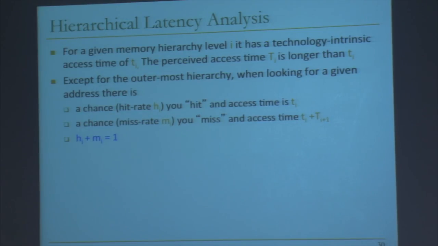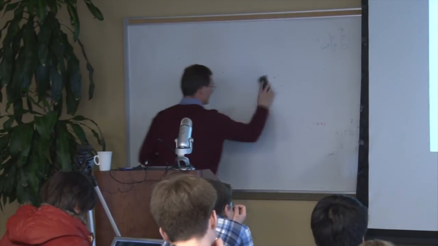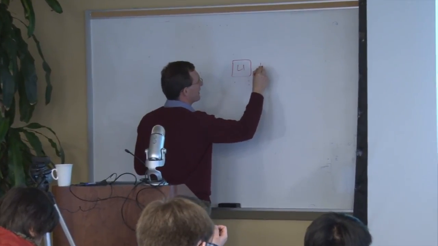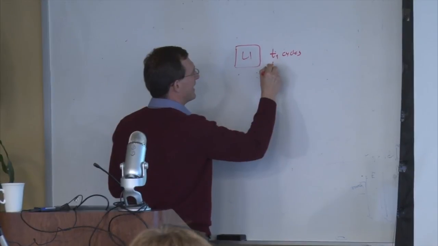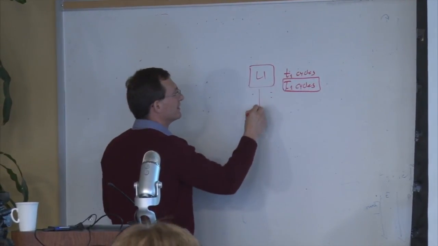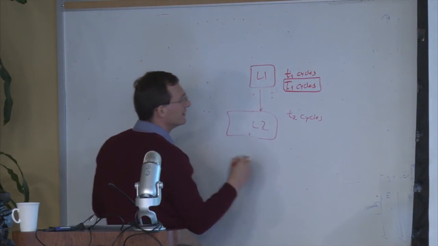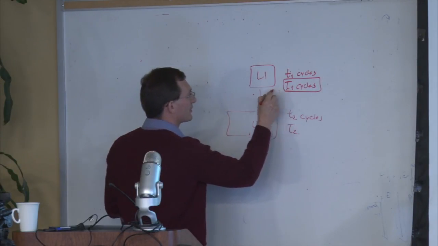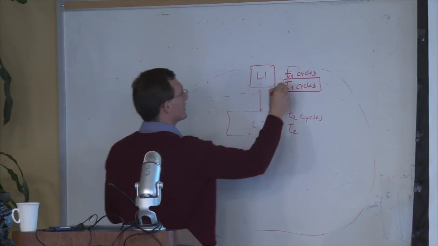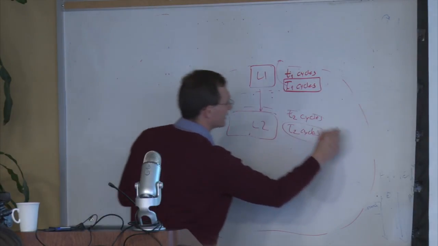I guess if I can draw this over here. You have an L1 cache here with an intrinsic access latency of t1 cycles. And the number of cycles it takes to access the entire hierarchy is the larger T1. And then you have an L2 cache over here, whose intrinsic access latency is t2 cycles. And t2 is usually larger than t1 because it's a larger memory. And T1 refers to the perceived access time of the entire thing over here. And then large T2 refers to the access time of the entire hierarchy below L2.